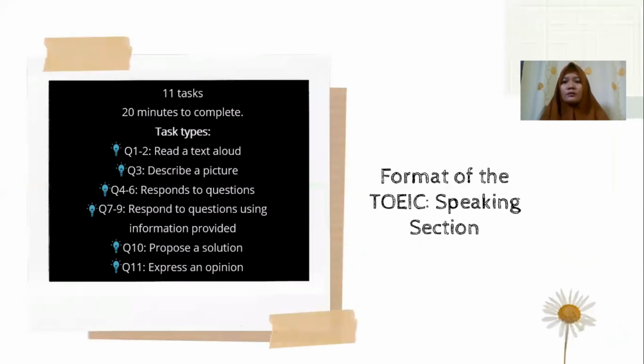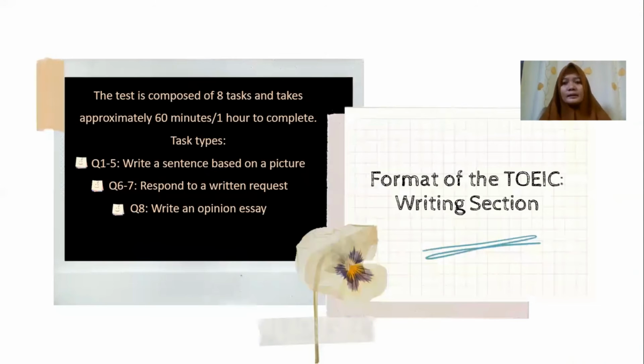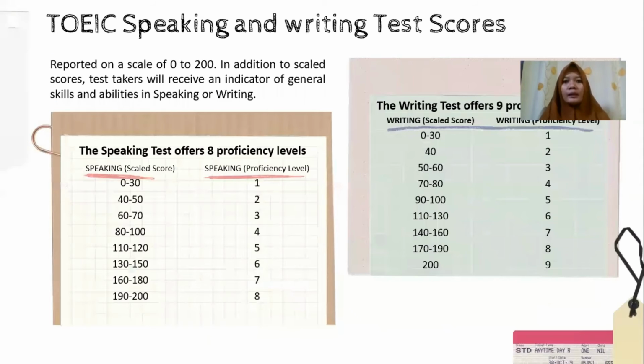And this is the format of the TOEIC speaking section. There are read a text aloud, describe a picture, respond to questions using information provided, propose a solution, and also express an opinion. This is about the writing section. Basically, there are 3 task types. The first one is write a sentence based on a picture, then respond to a written request, and also write an opinion essay. This is the TOEIC speaking and writing test score.